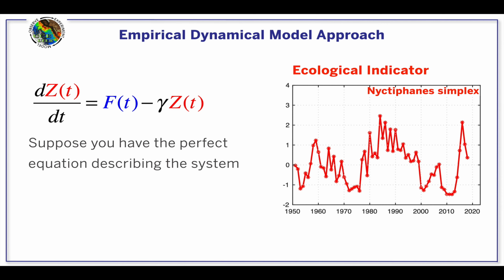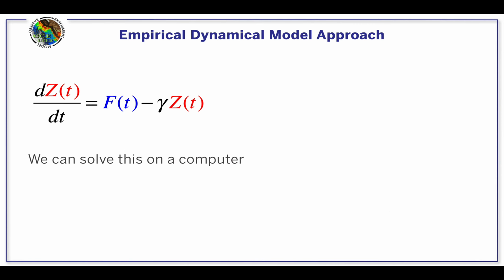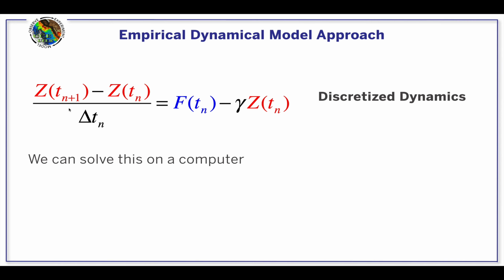Now suppose for a second that you were God and had the perfect equation describing the dynamics of this ecological species. And it looks something like this differential equation, where the rate of change of the zooplankton is equal to the forcing function f and a mortality rate defined by gamma. Now we can solve this dynamical equation on a computer by discretizing the dynamics as shown here.